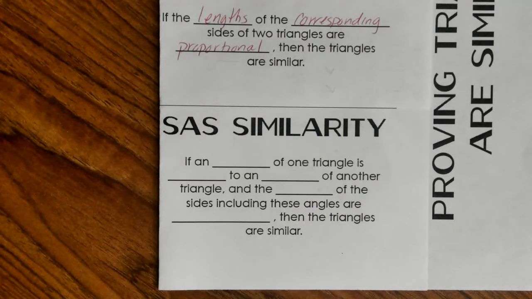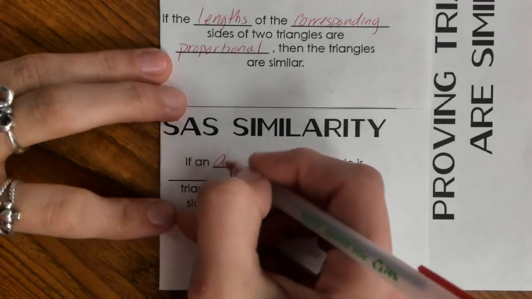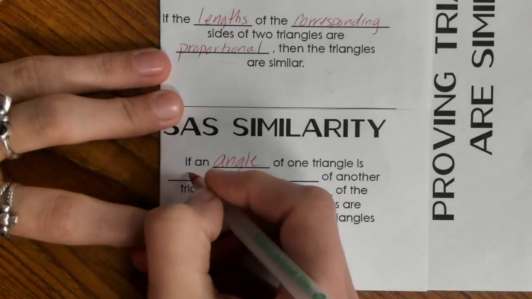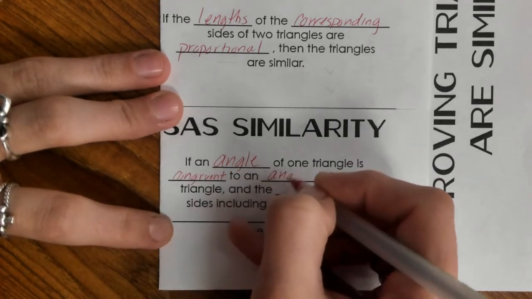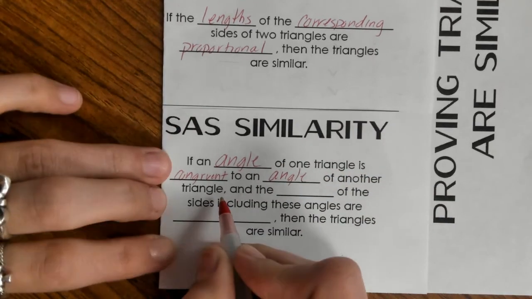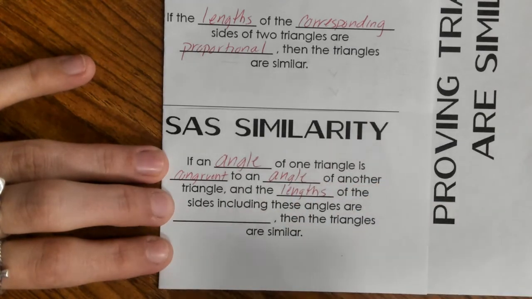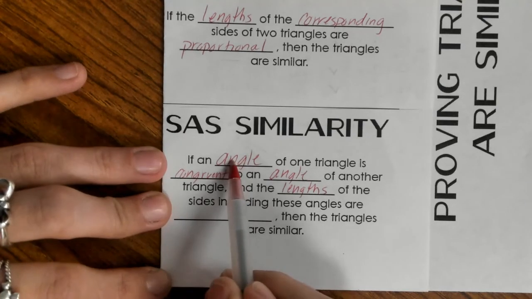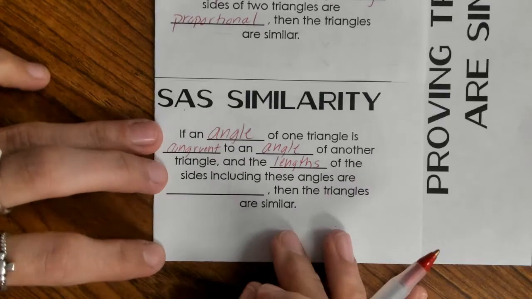The last one, we look at side, angle, side. This is going to state that if an angle of one triangle is congruent to an angle of another triangle, and the lengths of the sides including these angles. So again, the included angle has to be between the two sides, just like we talked about with congruent triangles.